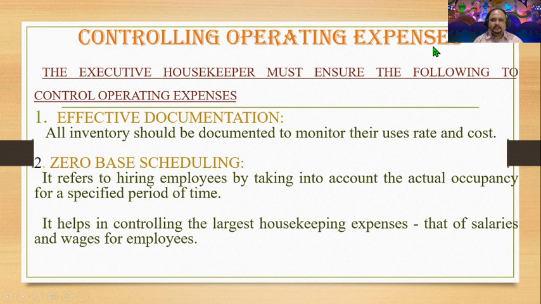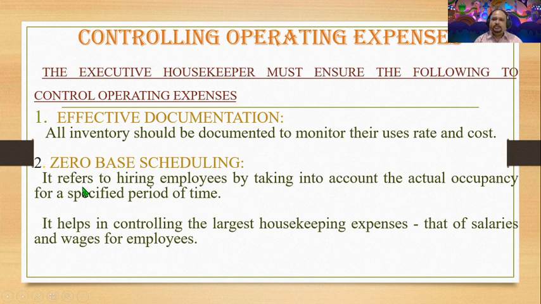The executive housekeeper must ensure the following to control operating expenses. So what should a housekeeper do? He or she should do the following. Number one, effective documentation. So all the inventory should be documented to monitor their use, rates and costs.